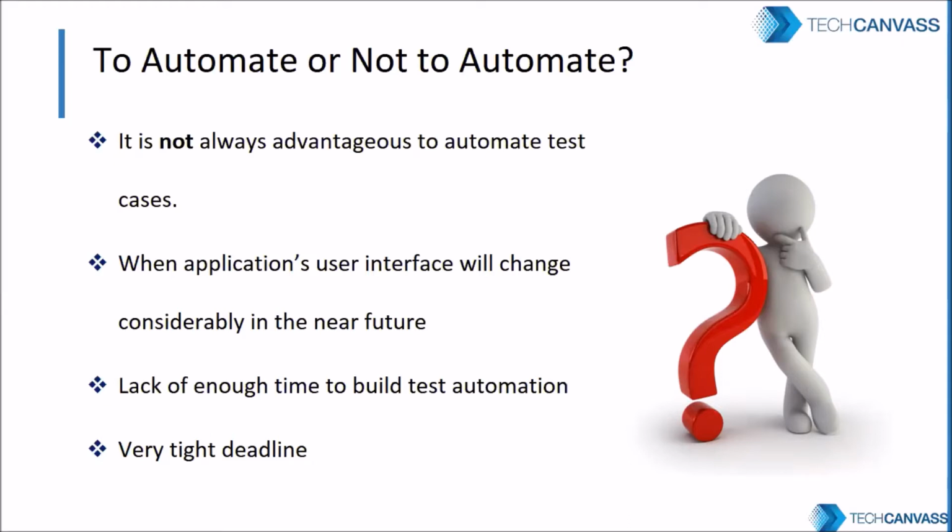Lack of enough time. If there are very tight deadlines and there is no time available to set up the test automation, because setting up test automation requires a lot of time. So if there are time related constraints, automation should be refrained.